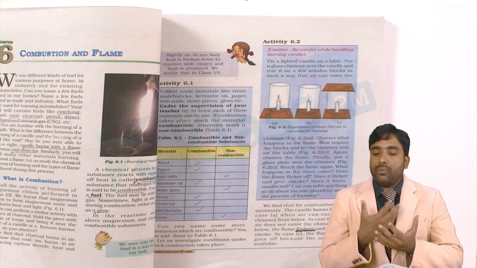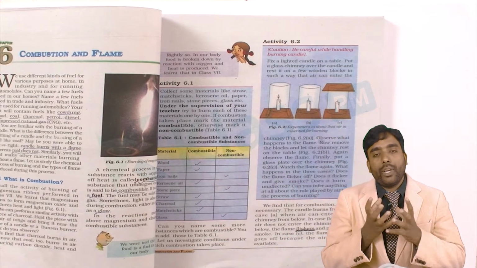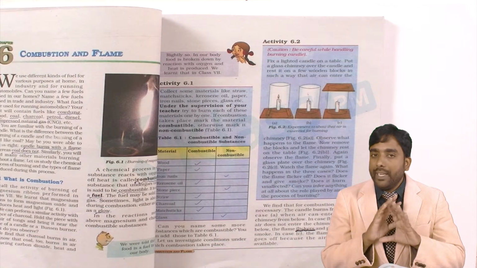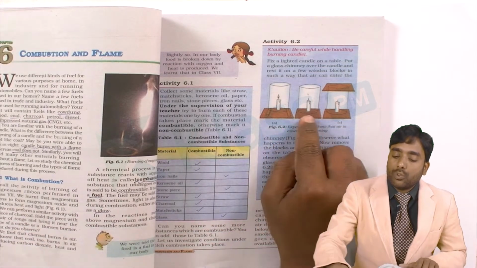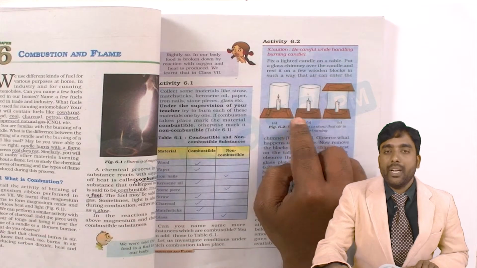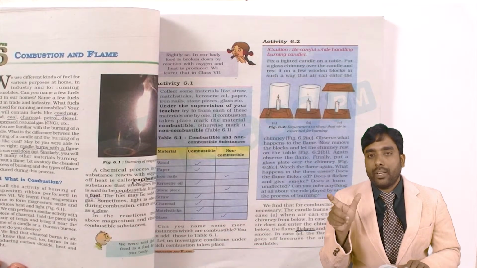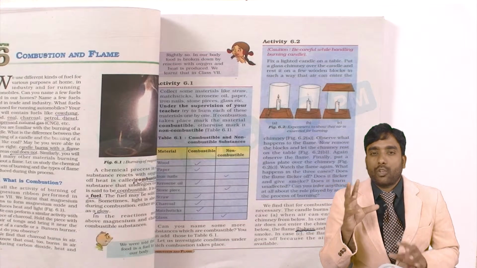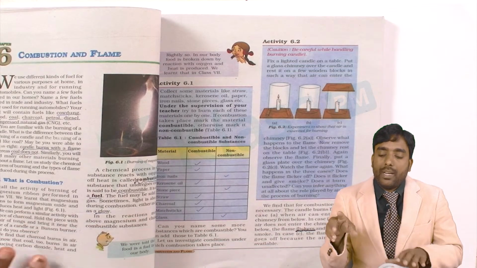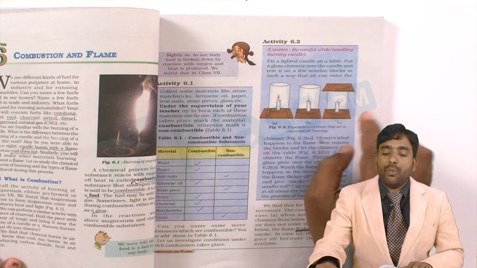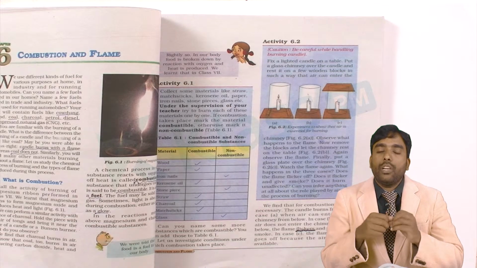In the first case, where there is a space at the bottom, the candle is glowing and burning without any disturbance. It is glowing very clearly. In the second case, where there is no space at the bottom of the chimney, what happens? The candle flame is flickering. Flickering means it is not glowing properly. After some time, it totally goes off. In the third situation, what happens? Immediately when you close the chimney, just after a couple of seconds, the candle goes off.